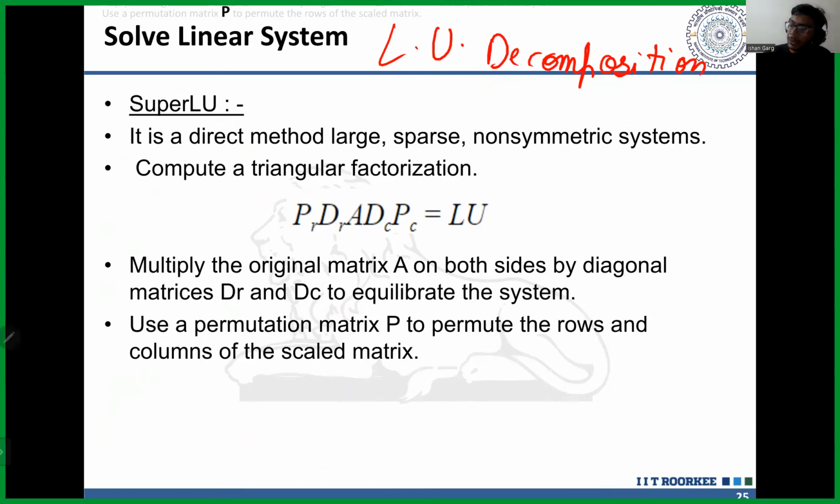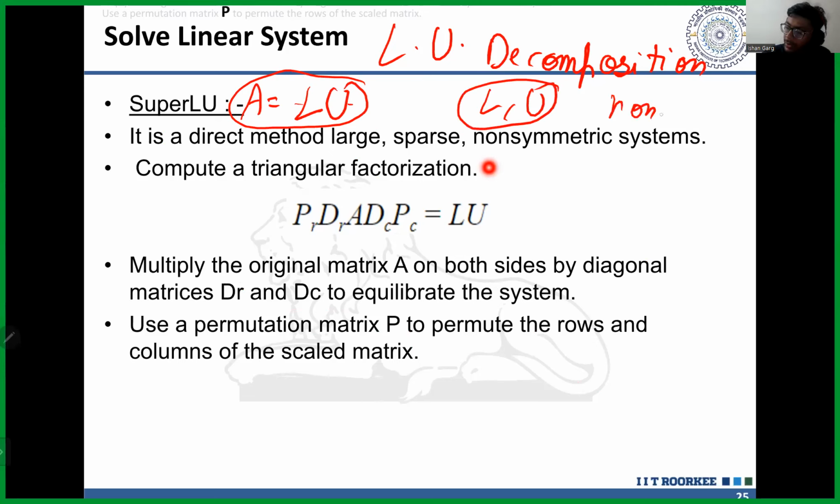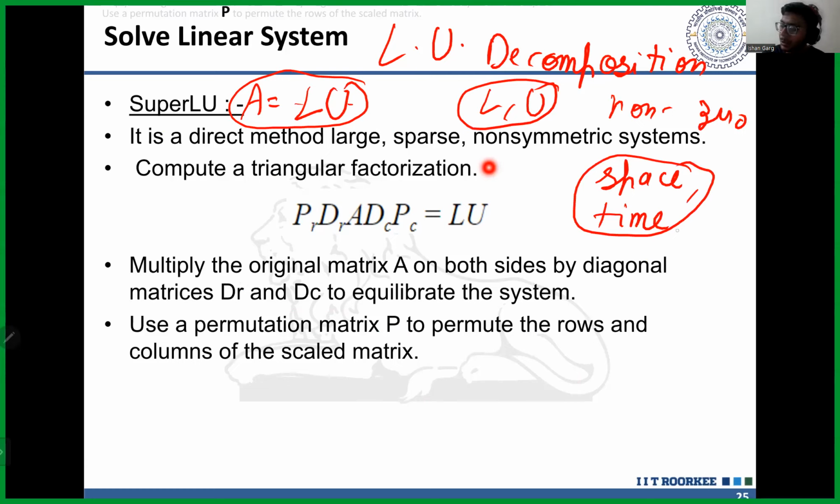So in the LU decomposition method, what we basically do is decompose our main matrix A into L and U for solving the system. But this method is generally not good for a sparse matrix. In case of a sparse matrix, L and U contain a lot of non-zero values, which take a lot of space as well as time. So space and time will cause our problems, as it will increase our space complexity and time complexity.